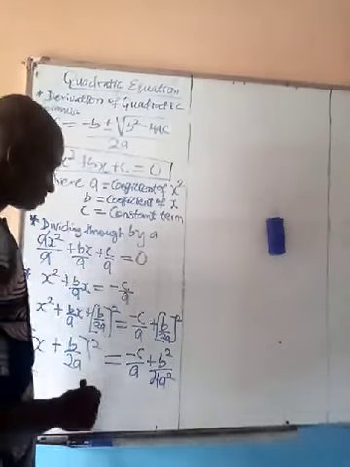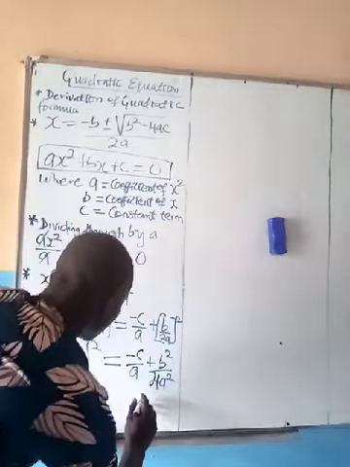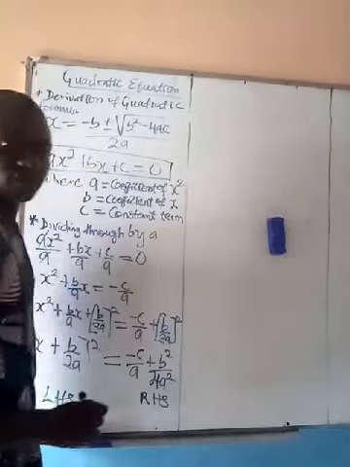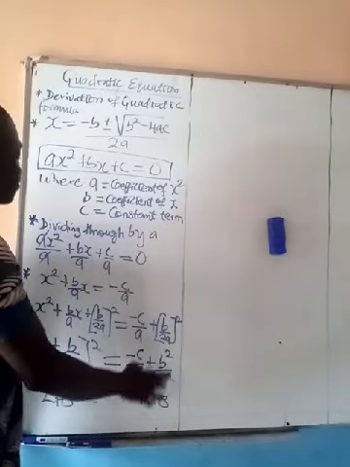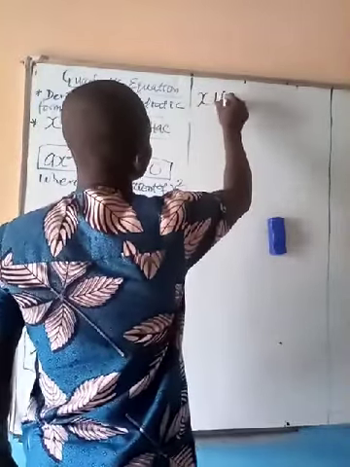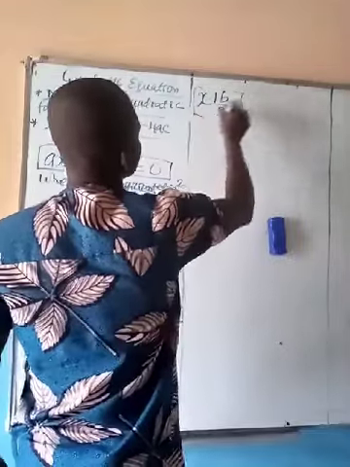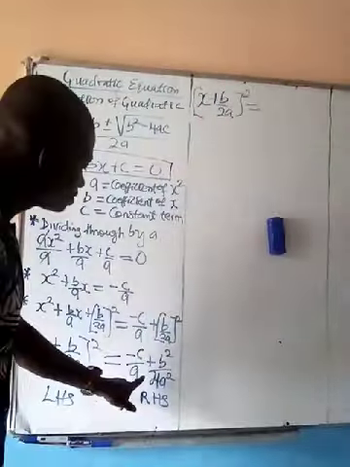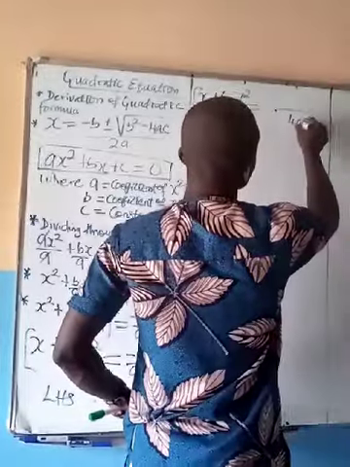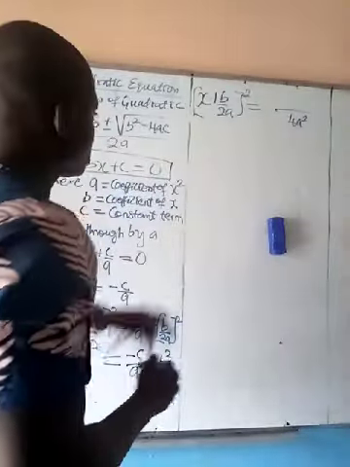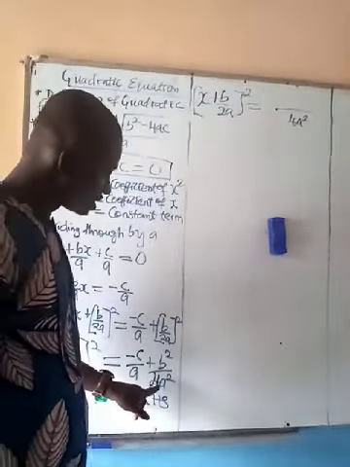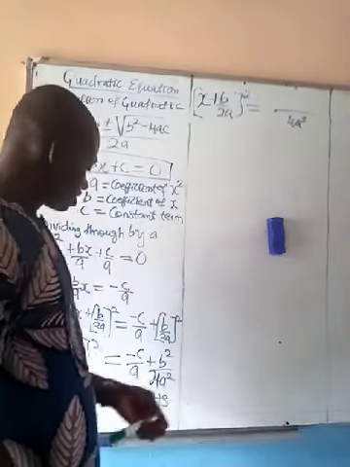Alright, let's proceed. Now in the right hand side again, this is right hand side, this is left hand side. In this right hand side, let's simplify it further because it's in form of fraction. We'll be having x plus b over 2a all squared is equal to, what is the LCM of 4a squared and a? We have it that it is 4a squared. Now, take this 4a squared, divide it by a, the remainder you multiply it to the numerator, do the same thing here, the remainder you multiply it to the numerator.